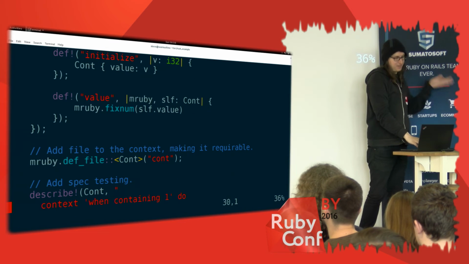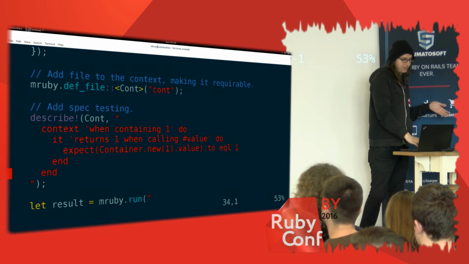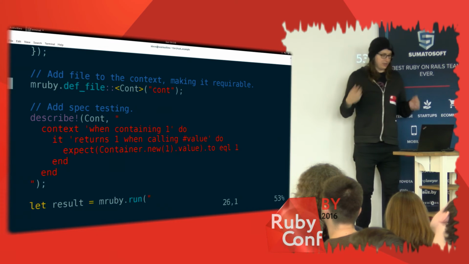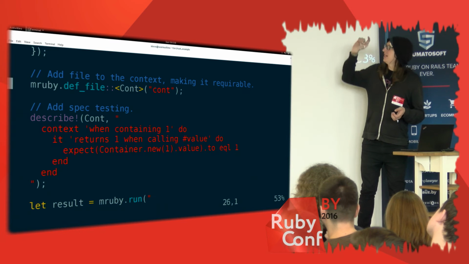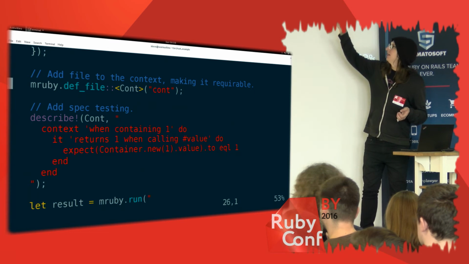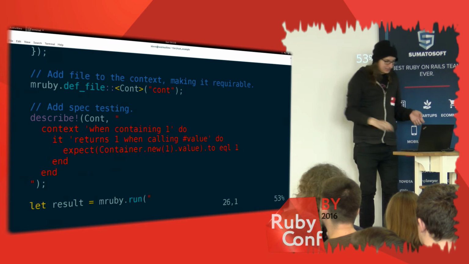Anyway, so we have this thing to make a new one and then to get the value, and then we define a file that has it in it so we can require it from Ruby. Another cool thing is that it actually has Minitest spec built in, so you can write Minitest spec stuff inline and run the tests, which is cool.